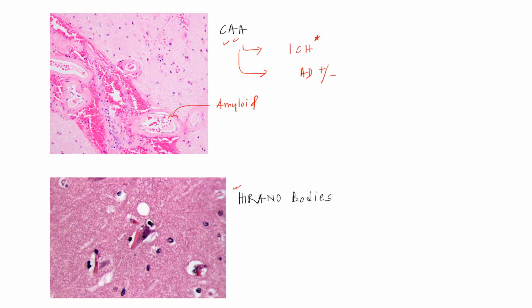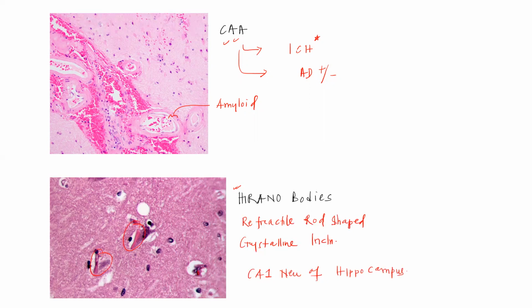And the last point is Hirano bodies. Sometimes you may get Hirano bodies. Hirano bodies are refractile, rod-shaped, crystalline inclusions. Especially, these are found in CA1 neurons of the hippocampus. So these are Hirano bodies. As you can see here, these are rod-shaped, refractile, crystalline inclusions, especially found in CA1 neurons of the hippocampus.